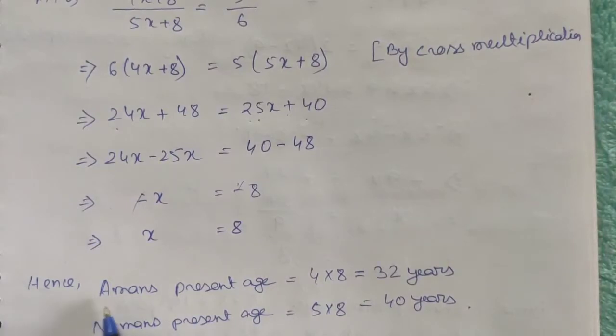Okay, now hence Aman's age will be what? Aman's present age was 4x. So in place of x we will write 8, that is 4 into 8, 32. And Naman's age will be what? 5 into 8, that is 40 years. Clear?